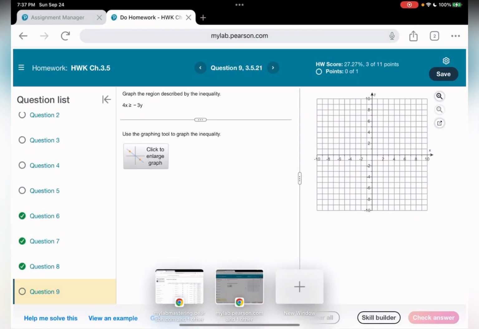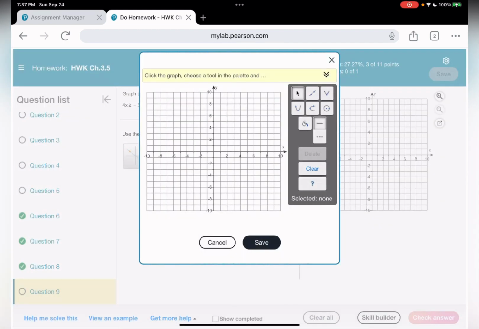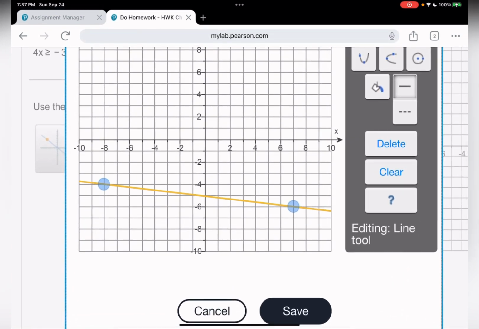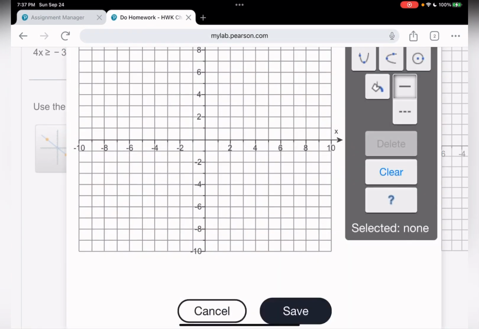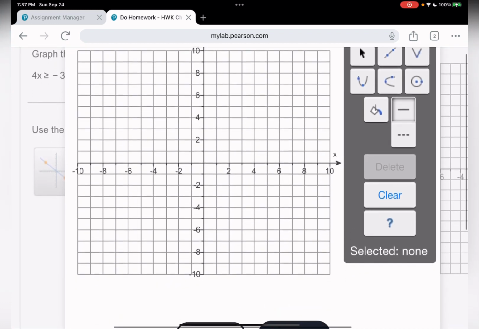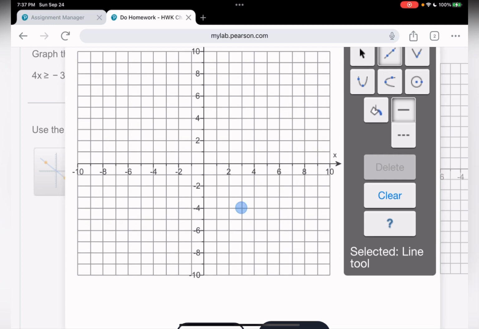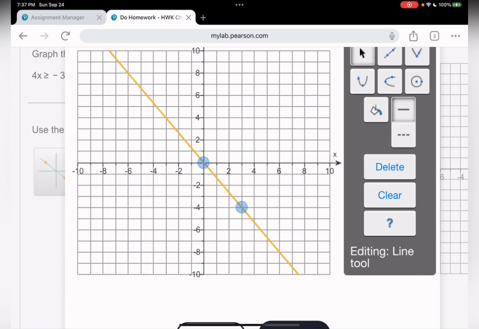Let's build it. So it's going to be a solid line. 3 and negative 4. One point is here, and the other one is 0, 0. So it's going to go through 0, 0. Okay. Now we decide which way we're going to shade.